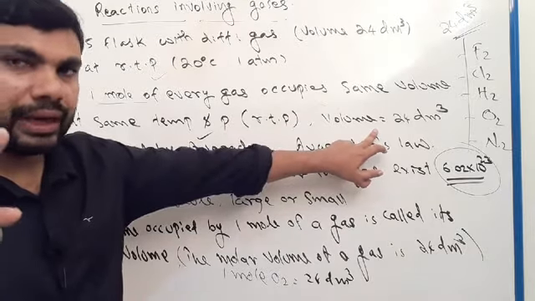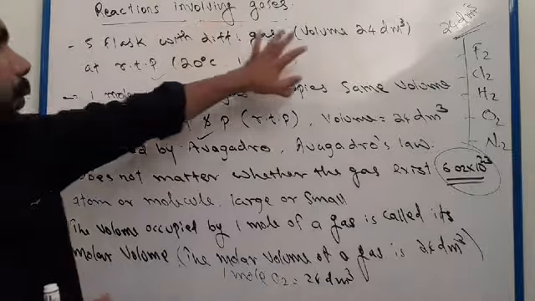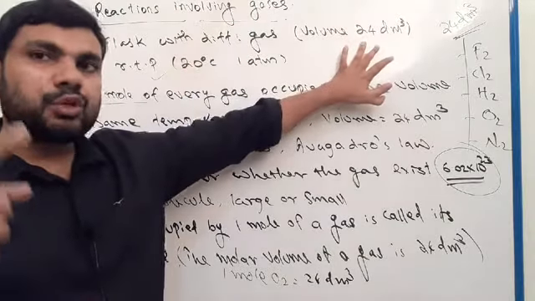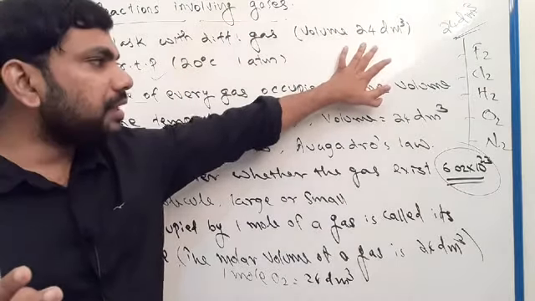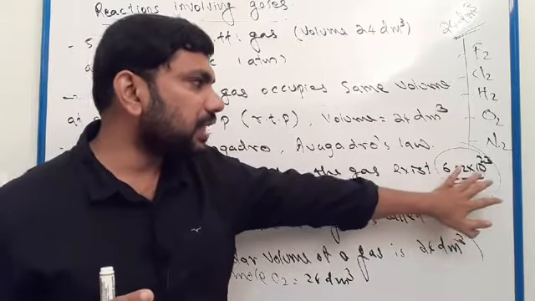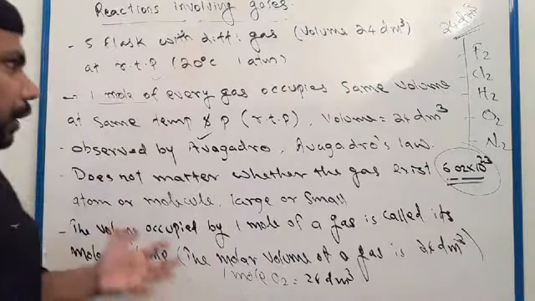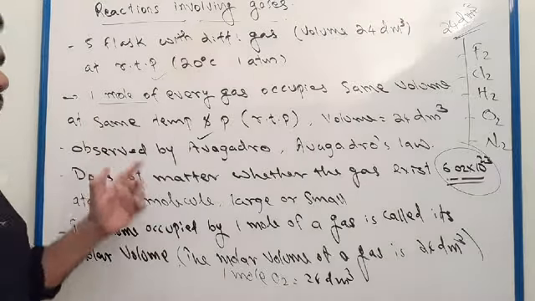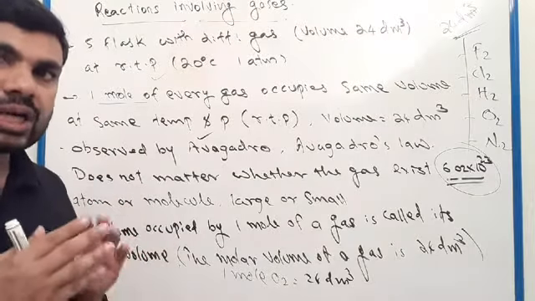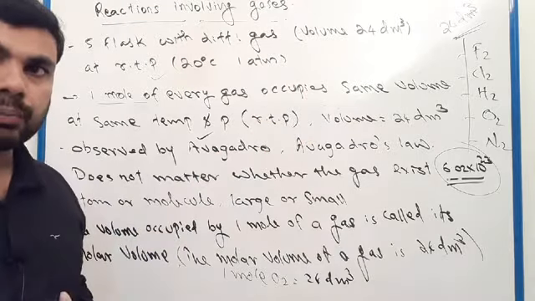So I said it two ways here. 24 decimeter cube of different gases will be 1 mole, and it contains 6.02 into 10 power 23 particles. Clear? Or you can say 1 mole of every gas at RTP will be 24 decimeter cube.